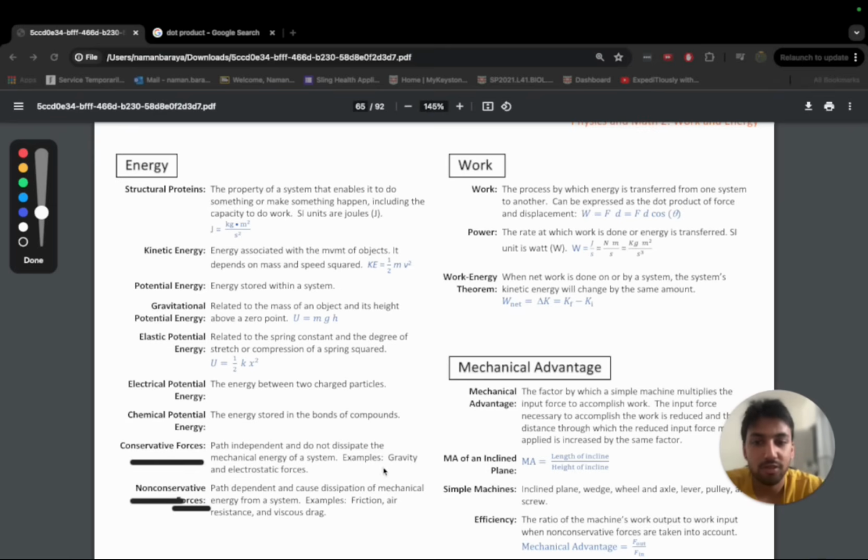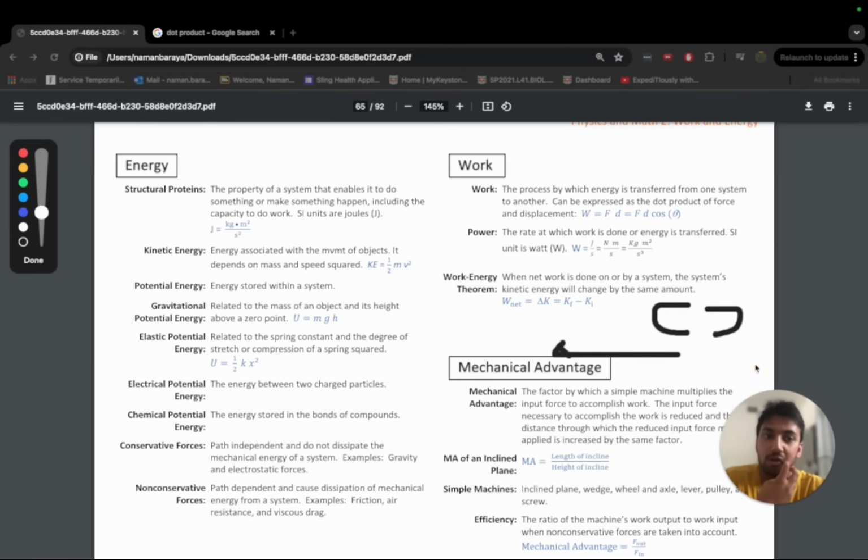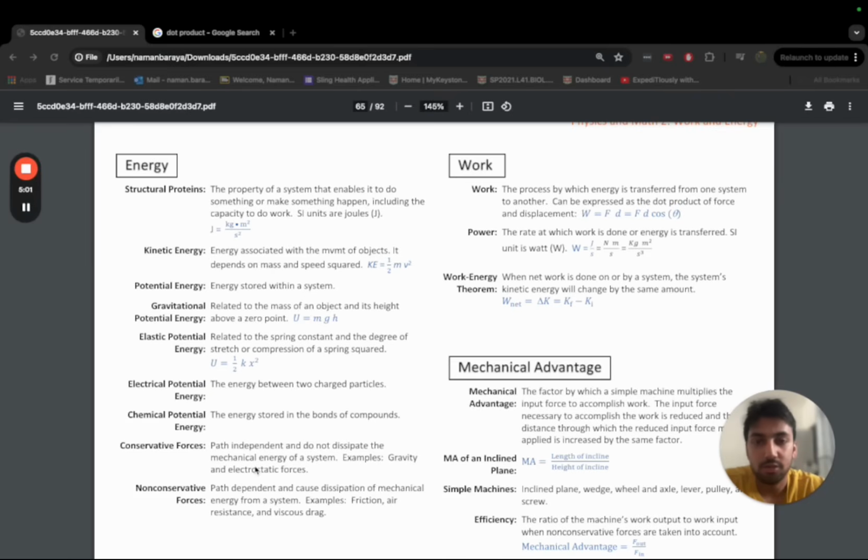Conservative forces are things like gravity and electrostatic forces. If I take two magnets and put them right next to each other, and then move them really far apart, and then bring them back together, it doesn't really matter what path they went on. As long as they're the same distance apart, they're going to have the same amount of force on them. So that's the difference. That's really important to understand.